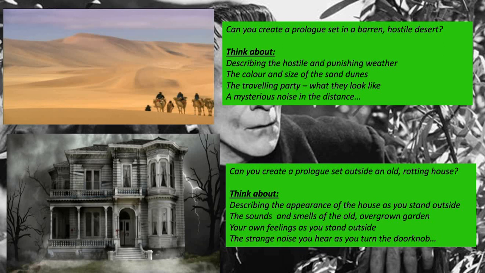Your second option is to choose a prologue set outside an old and rotting house. So we've got an image here of quite a spooky looking building. We will obviously want to talk about the appearance of the house. Maybe there's certain sounds, or maybe there's an odour or a smell that's coming from it. What's the garden like that surrounds it, or the setting that the house is in? How do you feel as you're stood there? And then, are there any strange noises that you hear as you turn the doorknob to enter the house?